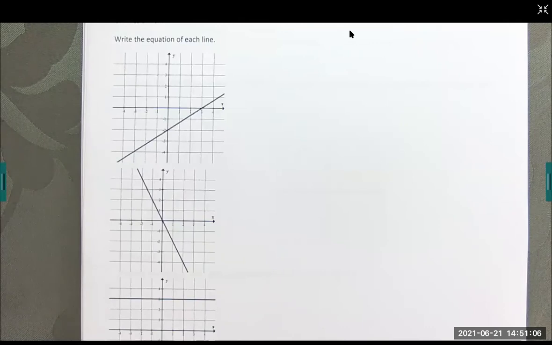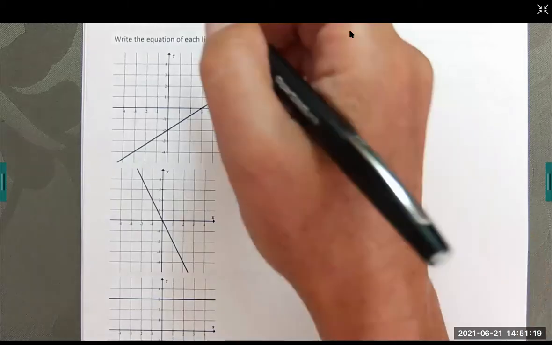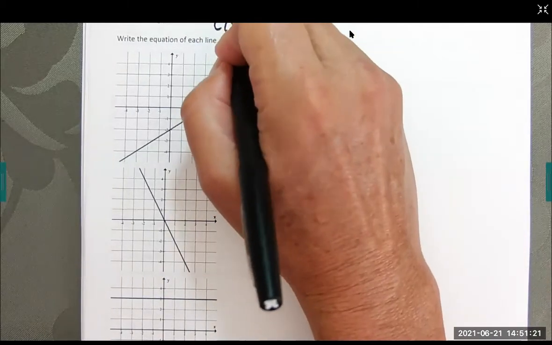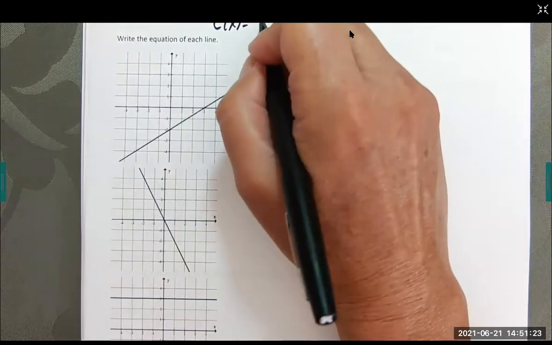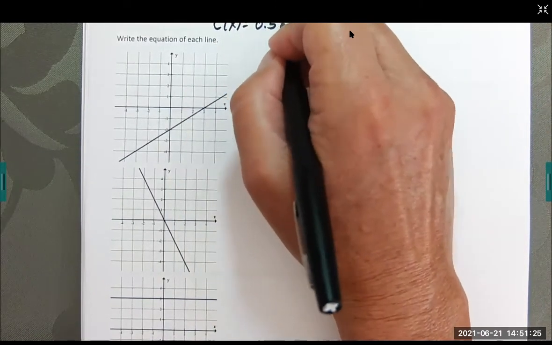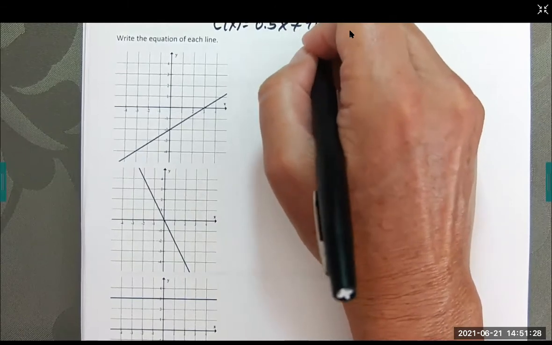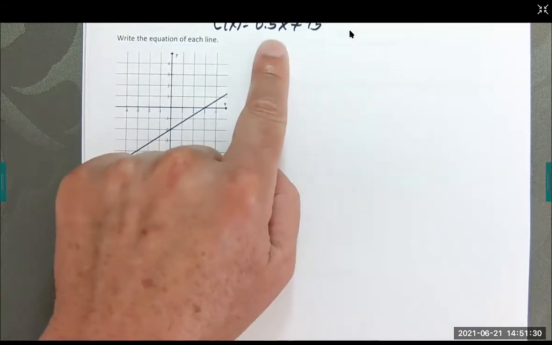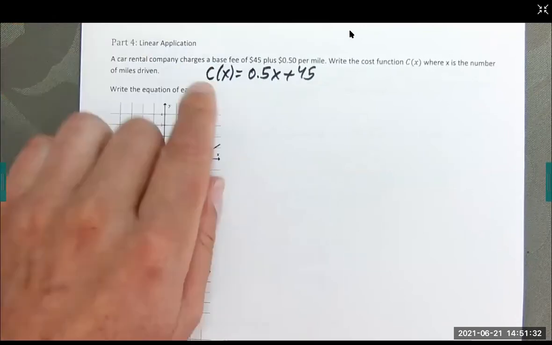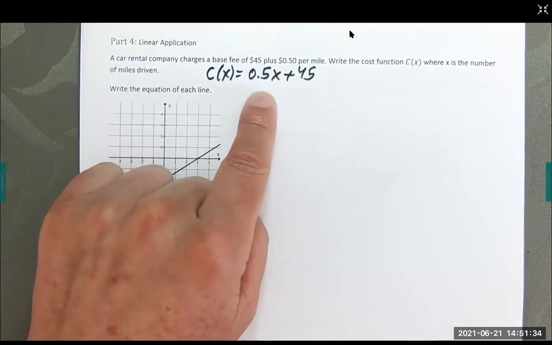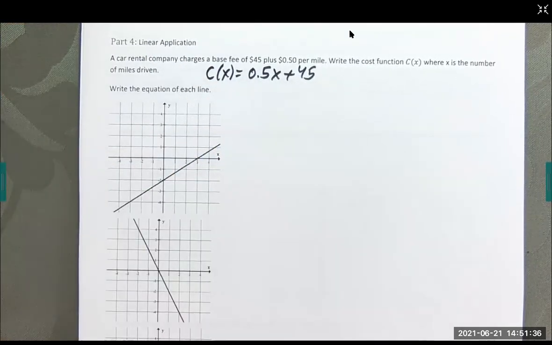All right, so here we have some applications. A car rental company charges a base fee of $45 plus 50 cents per mile. Write a cost function where x is the number of miles driven. So that means C of x is going to be 0.5x plus 45. And here you can see that this has a slope of 1/2. Has a slope of 1/2. And y-intercept of 45. We are not going to graph that.